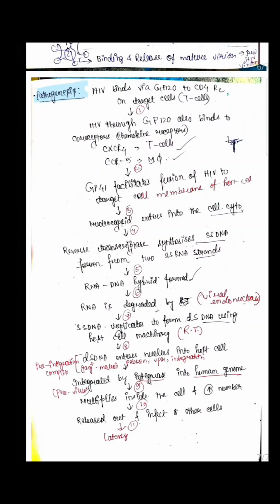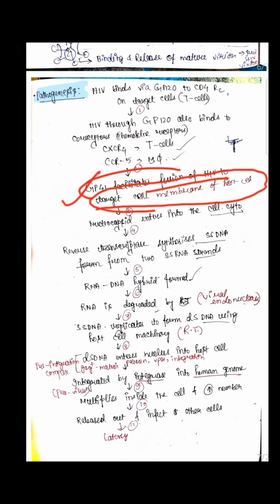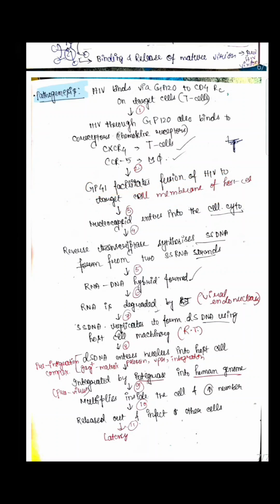Okay, next, GP41 facilitates the fusion of HIV to the target cell membrane of the host cell. That I have already shown. This is the fusion protein GP41. This GP41 is the fusion protein. Next, what happens? Nucleocapsid enters into the cell cytoplasm. I have already shown that is a nucleocapsid along with the core. The core of the HIV is entering into the cell cytoplasm.